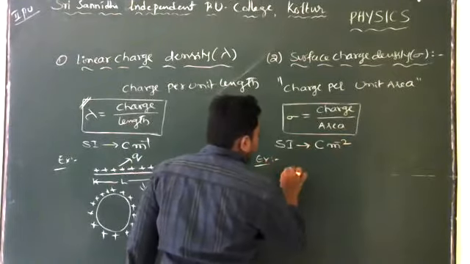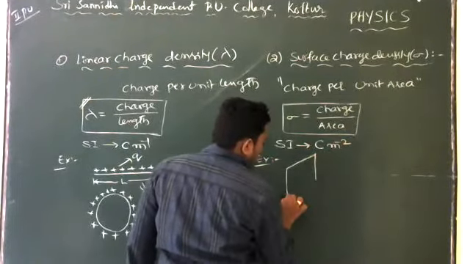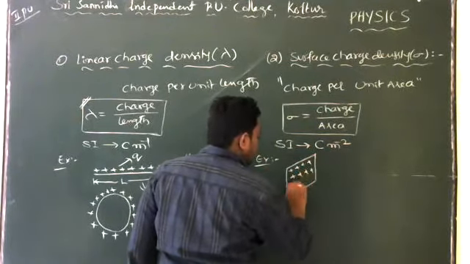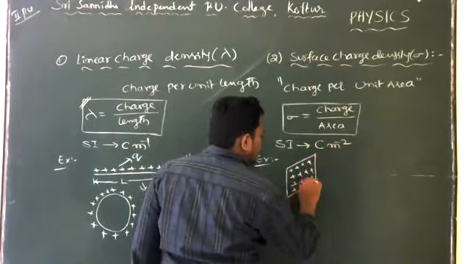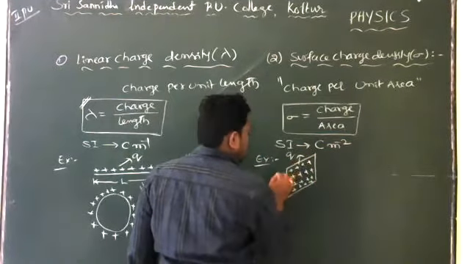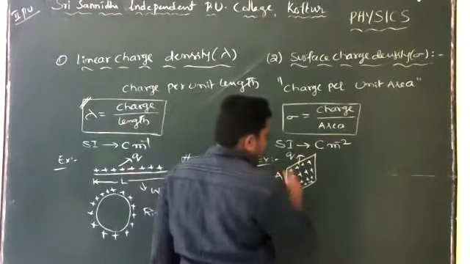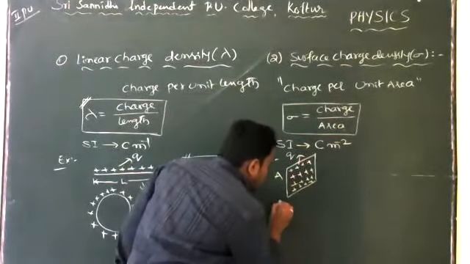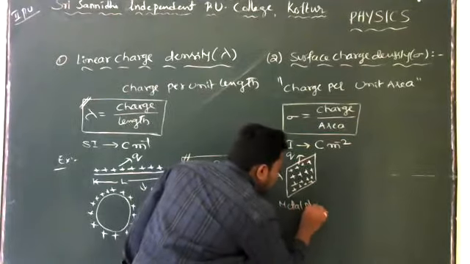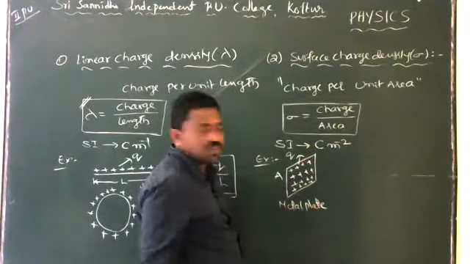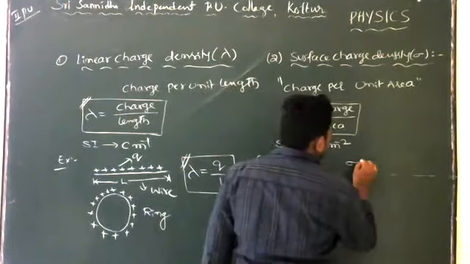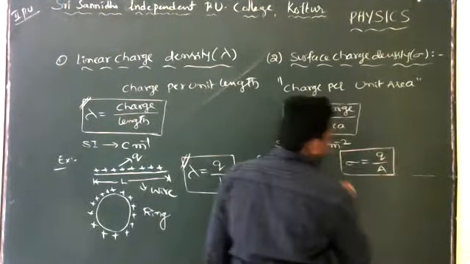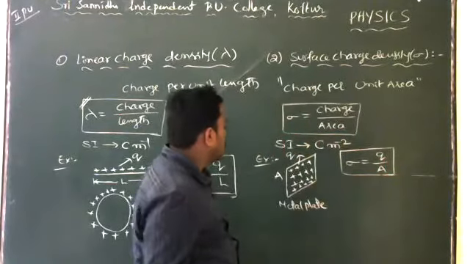Now if we take the metal plate, so this is the metal plate, when a charge is distributed continuously, so like this. This is charge Q. The area of the plate is A. Q is the charge distributed, A is the area of the metal plate. So what is the formula for surface charge density? Surface charge density sigma is equal to Q by A. So this is the formula for surface charge density. Sigma is equal to Q by A.